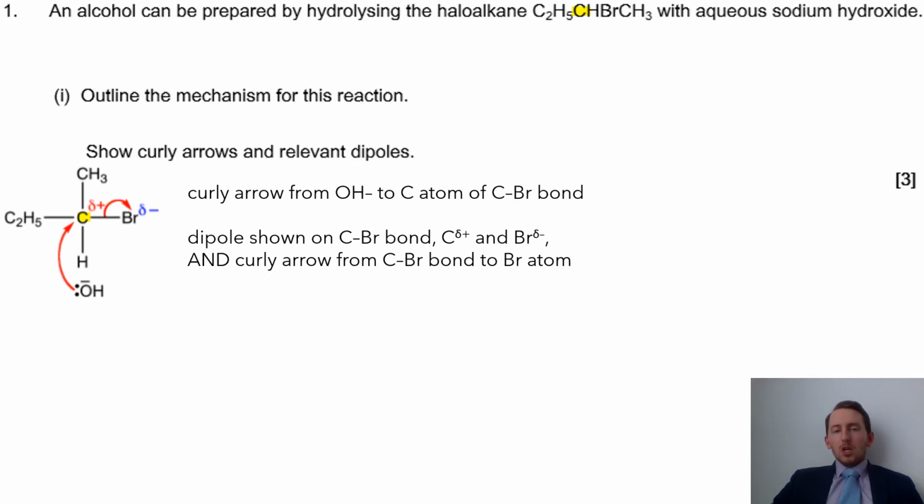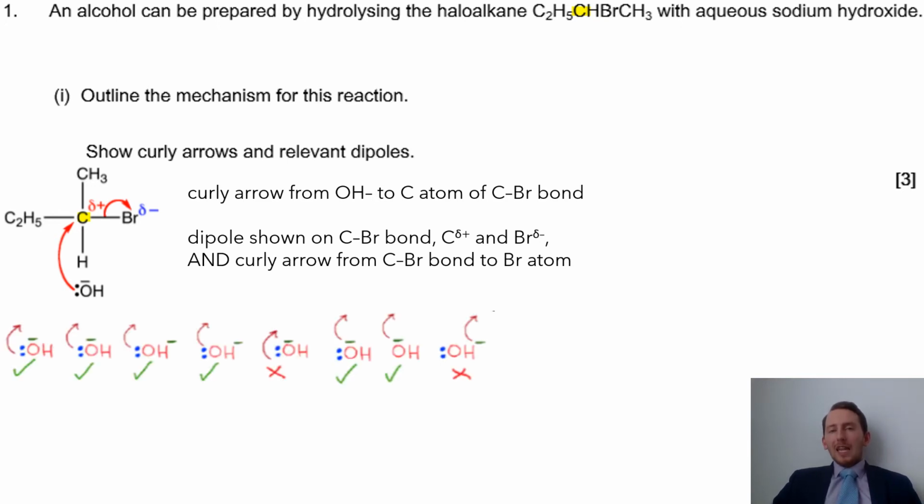So in order to get marks here, we need the curly arrow from the hydroxide to the carbon, and then we need the dipoles and the curly arrow from the bond between the carbon and the bromine to the bromine. Those will get us 2 marks there. Now in terms of what's allowed, this is something we always spend time going through, is where we start and end our arrows from. So this is just showing you some examples of what would be accepted and what wouldn't be accepted. You have to make sure that your arrow is starting from the right place. You can see there what is accepted, what isn't accepted.